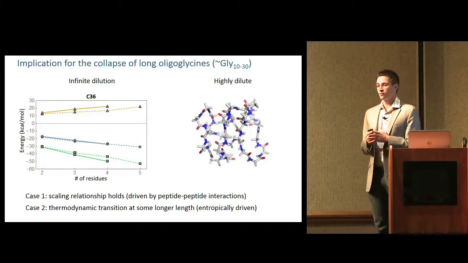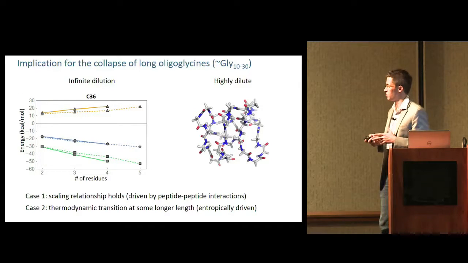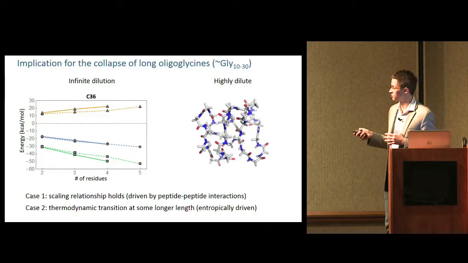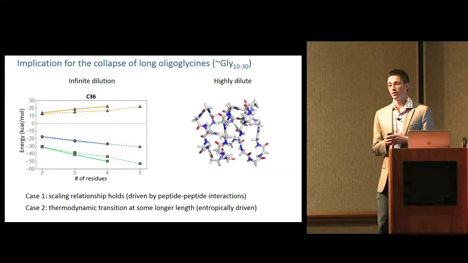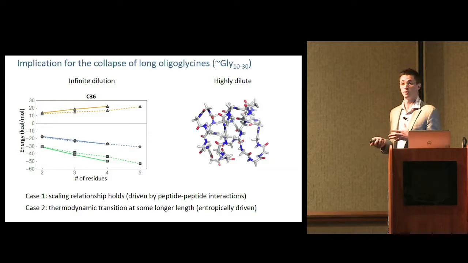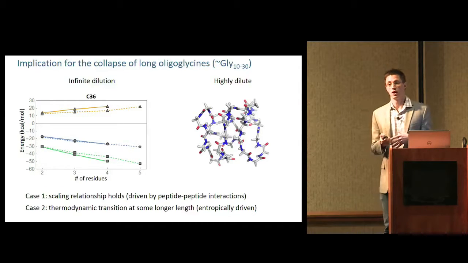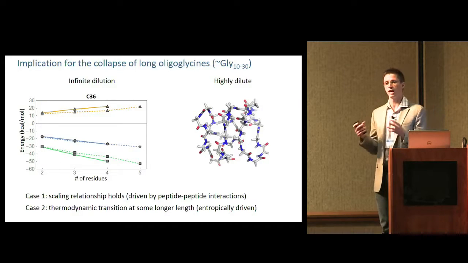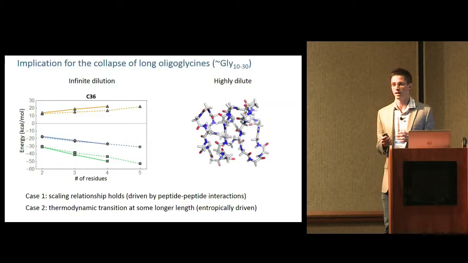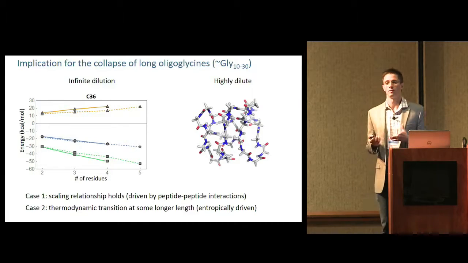Now we can do the same thing for the observed collapse of long oligoglycines in highly dilute solutions. And we can think about this in two different cases. One is our scaling relationships hold and can be extended out to longer chain lengths. And we could make a similar argument as I did on the previous slide that peptide-peptide interactions are outcompeting peptide-solvent, but in a chain length dependent manner. So as chain length increases, the number of intrapeptide interactions increases, and these outcompete the interactions with the solvent.